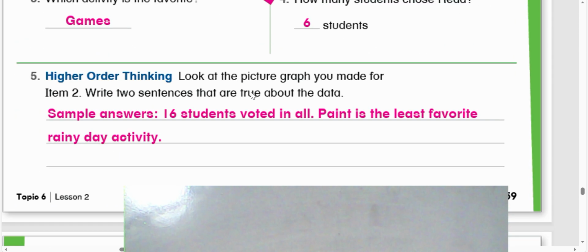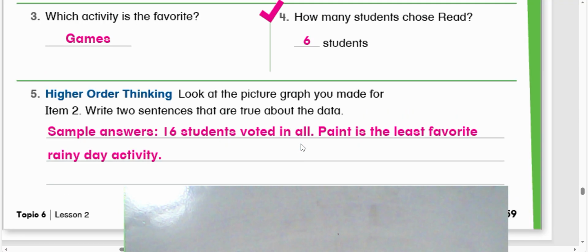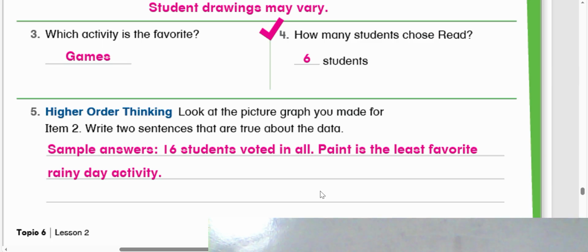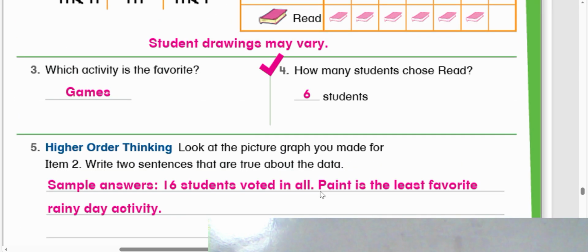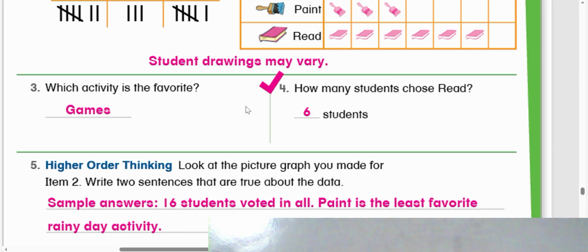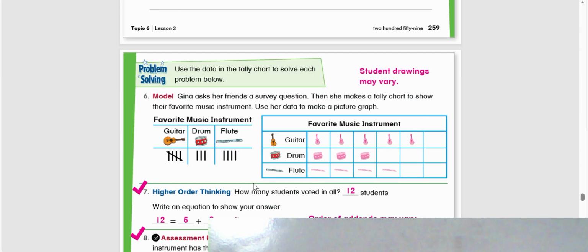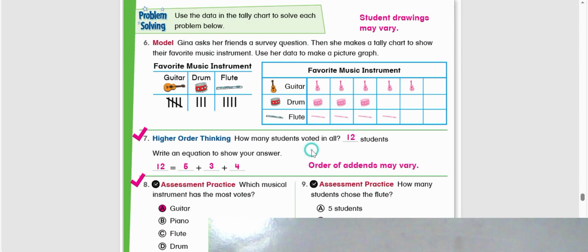Higher order thinking. Look at the picture graph you made and write 2 sentences that are true about the data. We have 16 students in all. We can collect all the students. We have 7 plus 3 is 10, 10 plus 6 equals 16. The total number of students will be 16 students. Next page, like this.